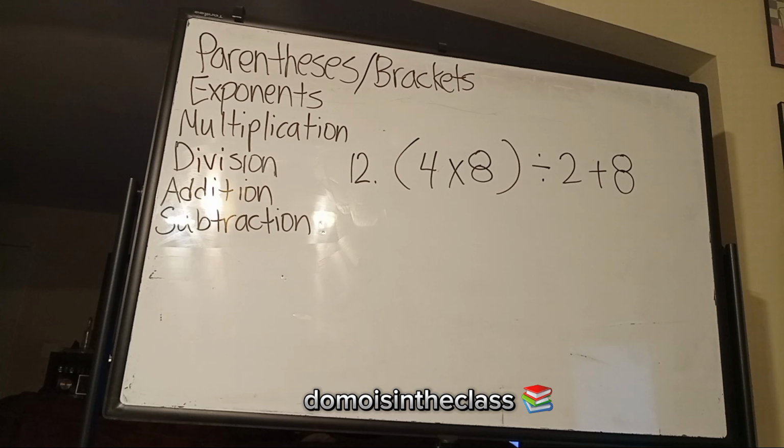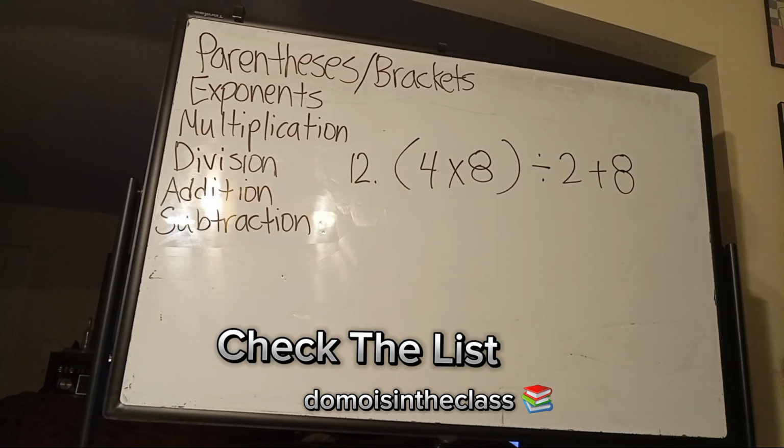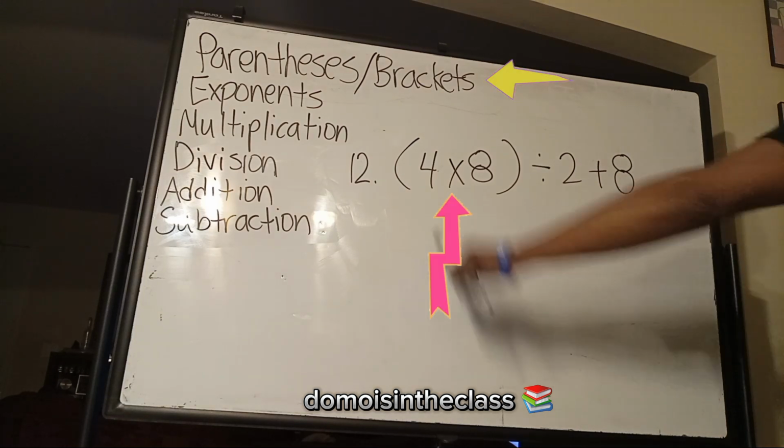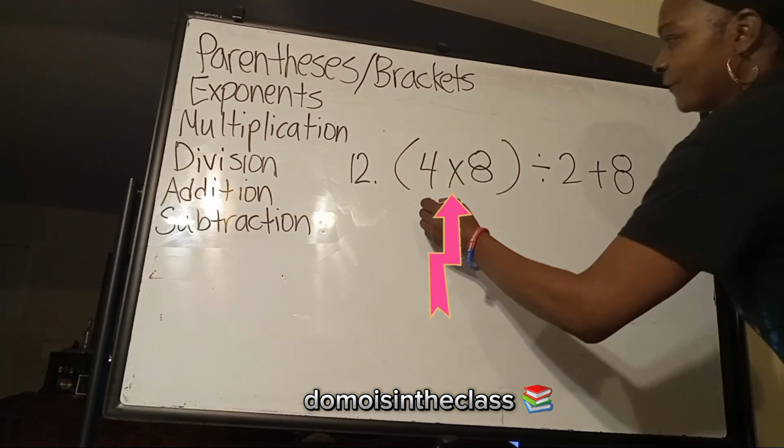All right, and so for our final problem today, number 12, we have parentheses 4 times 8, close parentheses, divided by 2 plus 8. So I'm going to let you take it away. What are we doing first? Parentheses. So what are we going to do? 4 times 8 equals 32. There we go. Great job.